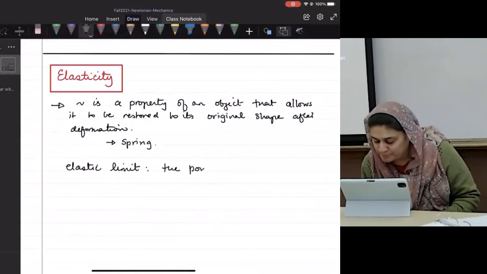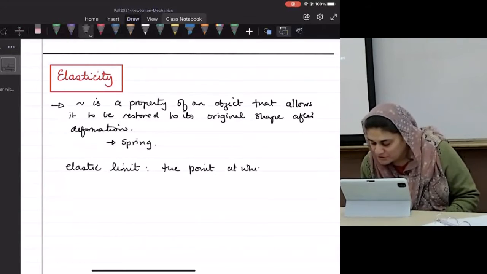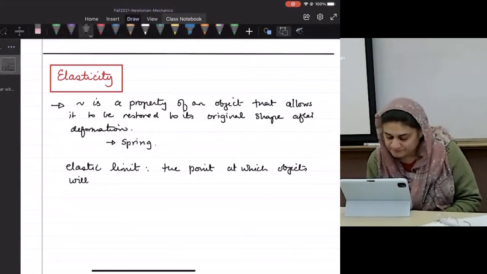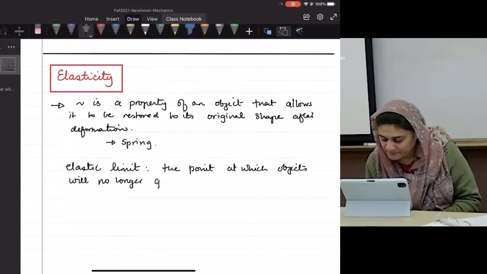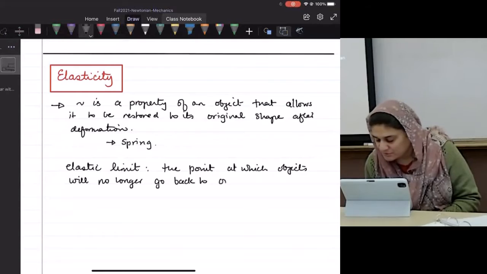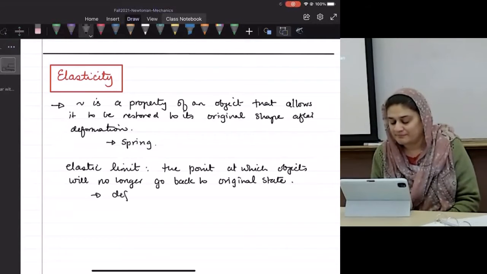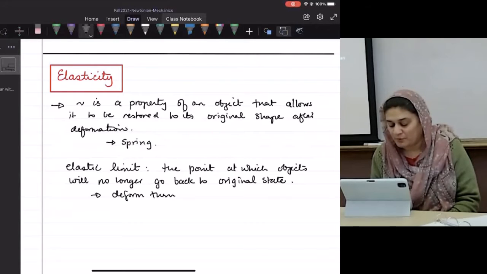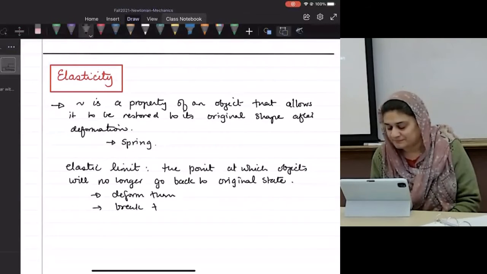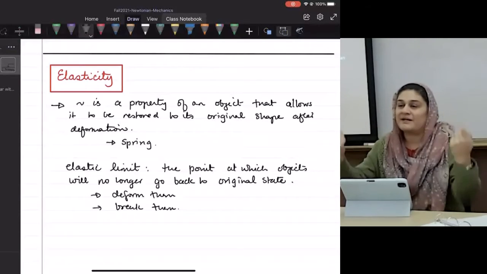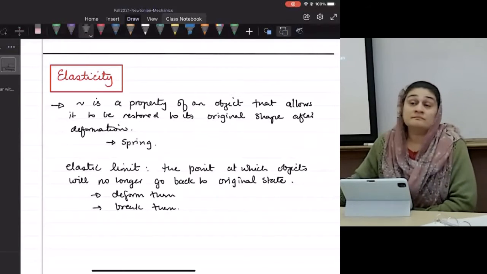Things that are elastic or not elastic will break. The elastic limit is the point at which objects will no longer go back to their original state. So there are two things that can happen. We could either deform them or we could break them, right? You could deform the thing or you could actually break it apart, which is another way of saying deforming it.